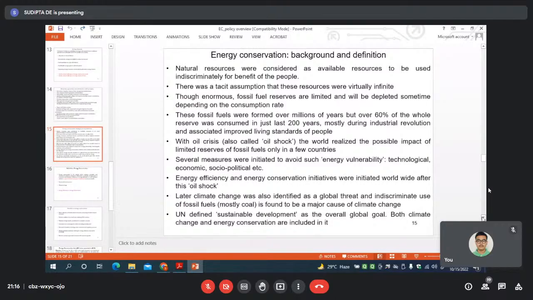It will take several million years to form, but for the consumption, it may take only a few years. So obviously, we cannot expect that we can artificially produce fossil fuels for our future consumption. Ruled out. So it is a limited resource. Then there is the oil crisis, which is called the oil shock, which we have discussed a lot.